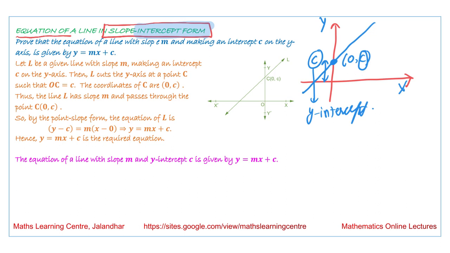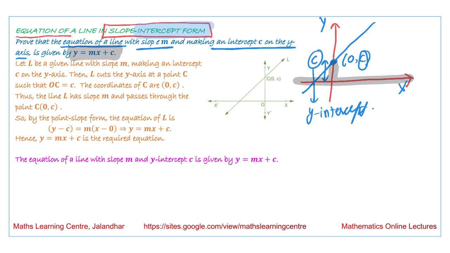So we have to prove that the equation of a line with slope m and making an intercept c on the y-axis is given by y is equal to mx plus c. Intercept, I hope it is clear to you. Intercept means the point where it is intersecting with the y-axis, and the distance of that point from the origin is called the y-intercept.